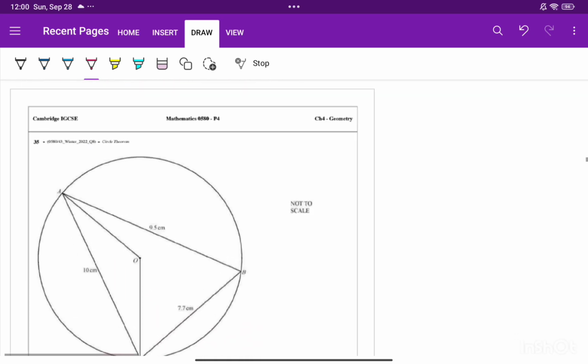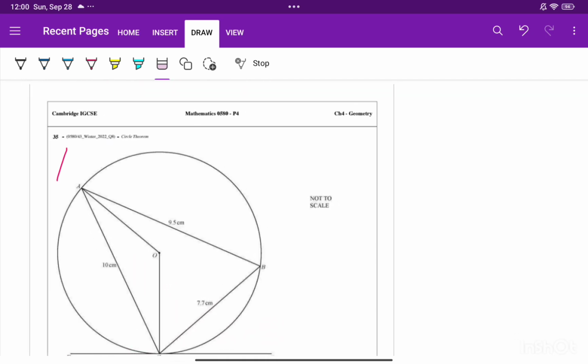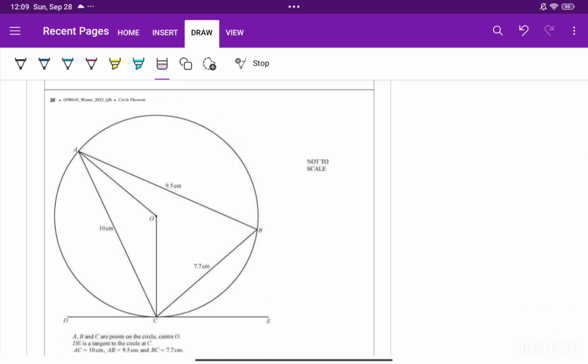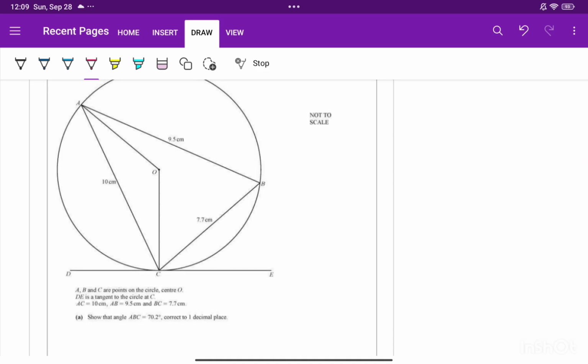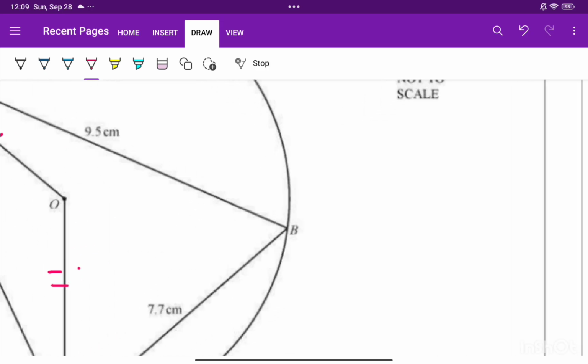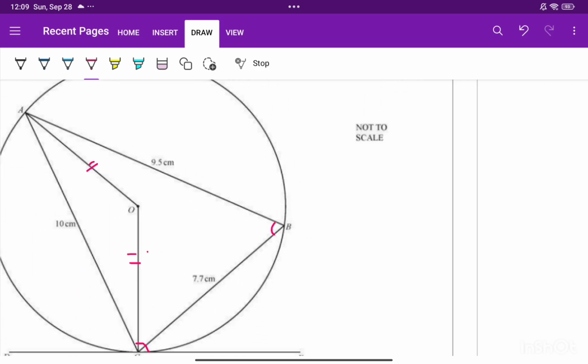Okay, now let's move to the next question, number 35. Question number 33 has been taken from October, November 2022. A, B, and C are points on the circle, center O, so these will be radius and radius, so these two sides will be equal. DE is tangent to the circle, so this will be 90 degrees. AC is equal to 10, AB is 9.5, BC is 7.7. Show that angle ABC is 70.2.